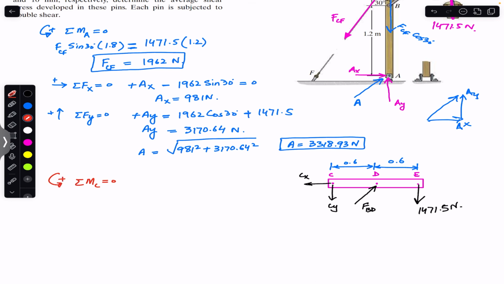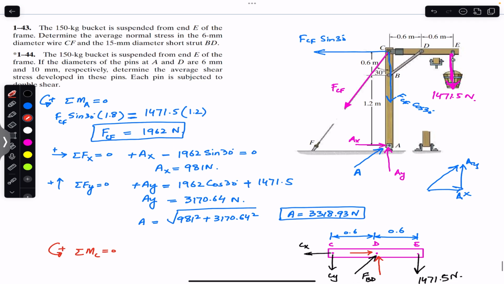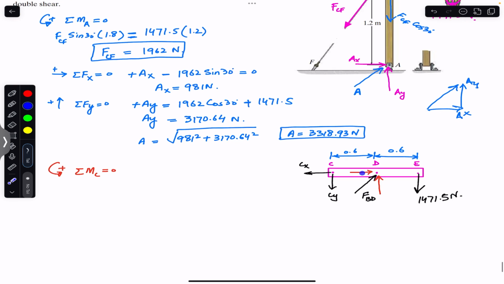Now FBD will have two components, one component in this direction, and one component in this direction. From here we can see that this length and this length both are 0.6. If we consider this as a right angle triangle, and this is 0.6 and this is 0.6, then this angle is 45. So this means that FBD is making a 45-degree angle here. If this is 45, then this is the cos component, this is the sine component.